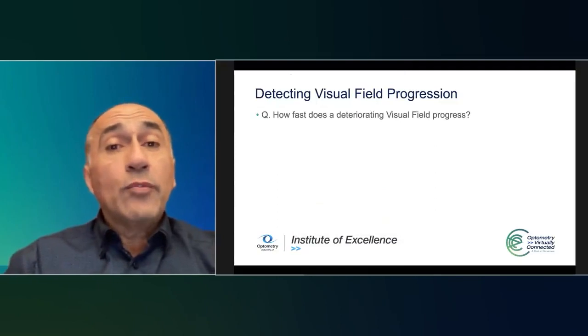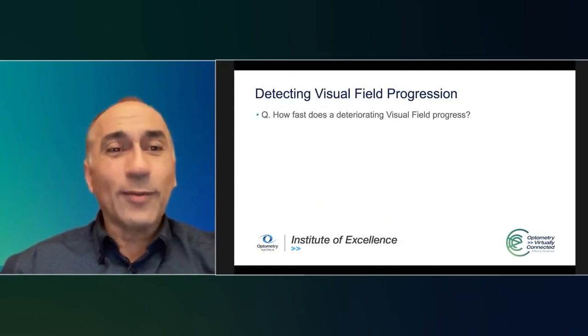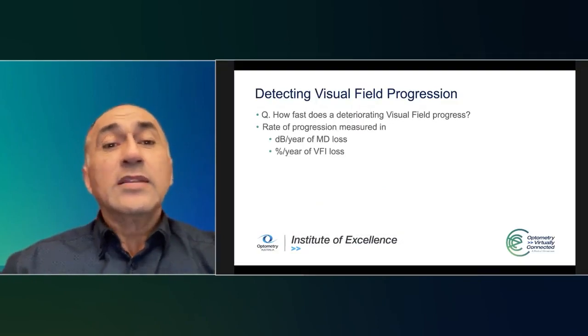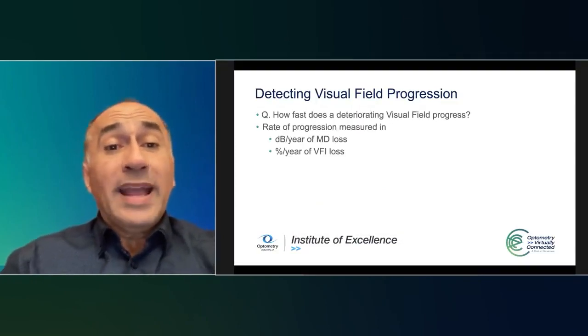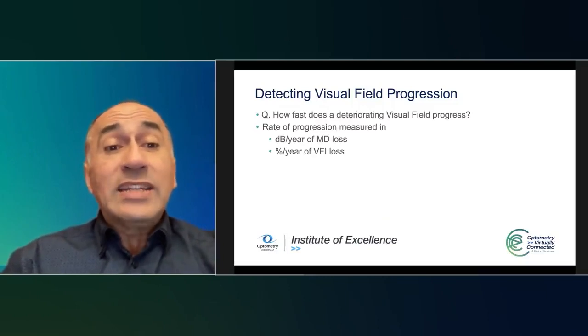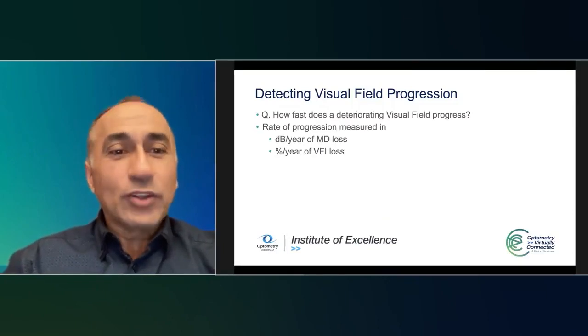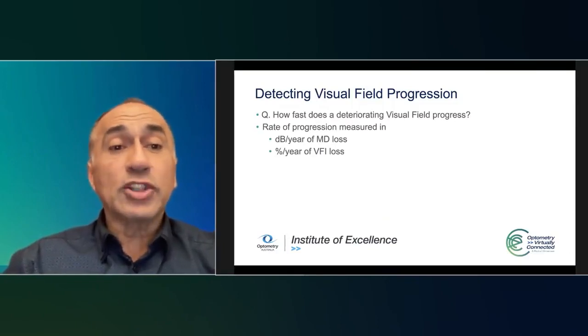Alrighty, so now we know that we need to do 6 visual field tests in the first 2 years and why we need to do it. So in patients with glaucoma, how fast does visual field typically progress? It's measured in 2 units, the same way we measure mean deviation and visual field index for our global indices. It's measured as loss of decibels per year or loss of percentage per year in the VFI.